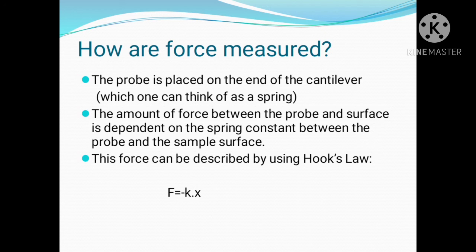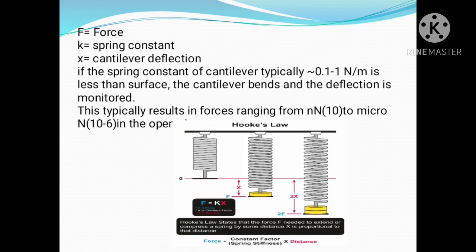The probe is placed on the end of the cantilever, which one can think of as a spring. The amount of force between the probe and surface is dependent on the spring constant between the probe and the sample surface. This force can be described by Hooke's law: F = -kx, where F is force, k is the spring constant, and x is cantilever deflection. If the spring constant of the cantilever, typically approximately 0.1 to 1 newton per meter, is less than that of the surface, the cantilever bends and the deflection is monitored.